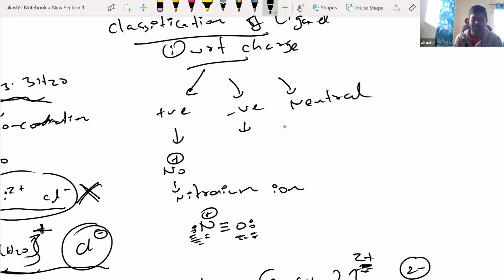Negative charge is very easy to understand. We have so many negatively charged ligands, say CN-, Cl-, Br-, OH-, anything which you saw as nucleophiles. All these can come as negatively charged ligands. We can see many other things, but don't worry, we will see slowly. All you have to understand is that these are going to have lone pairs on them, and that is going to get donated to the central metal atom.